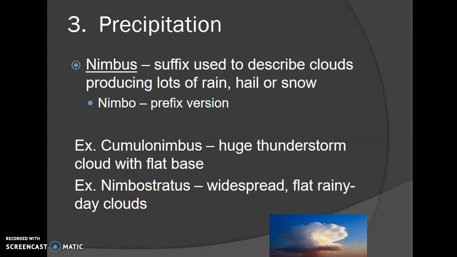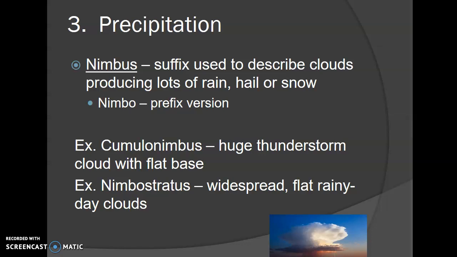Finally, we name clouds based on how much precipitation they're producing. Precipitation can be rain or snow, and for this we apply the word nimbus. Nimbus can be a suffix at the end of the word, or it can be written as nimbo, a prefix at the beginning of the word. And so we see it both ways. But either way, it still just means lots and lots of rain or snow.